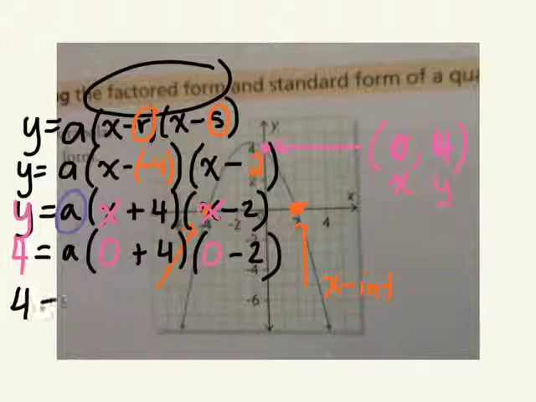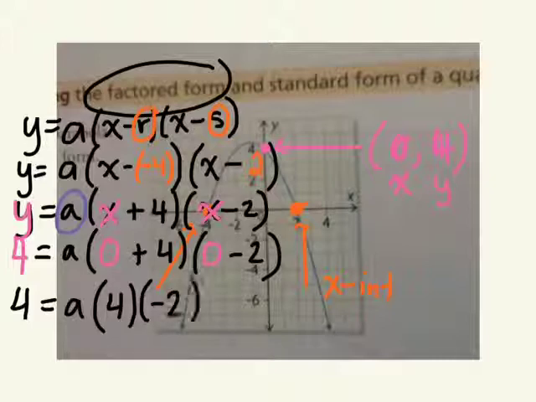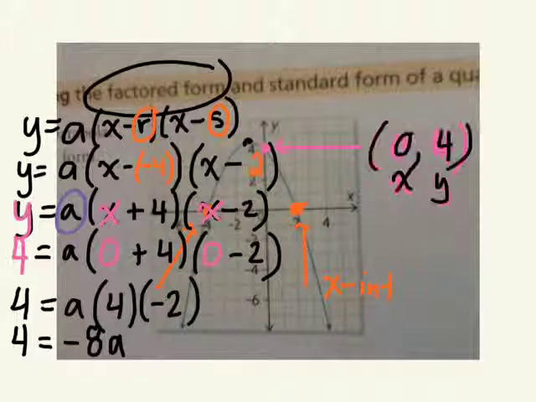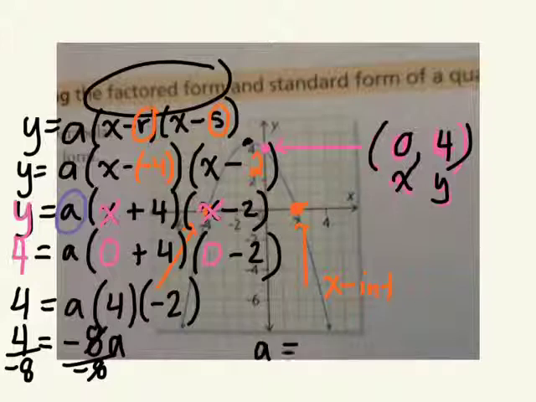Okay, so 4 equals a bracket. What's 0 plus 4? 0 plus 4 is 4. 0 take away 2, -2. Okay, let's simplify this. 4 equals, what's 4 times -2? -8a. How do I solve for a? To isolate a, I'm going to divide this by -8. This cancels out. Divide this by -8. a equals, what's +4 divided by -8?